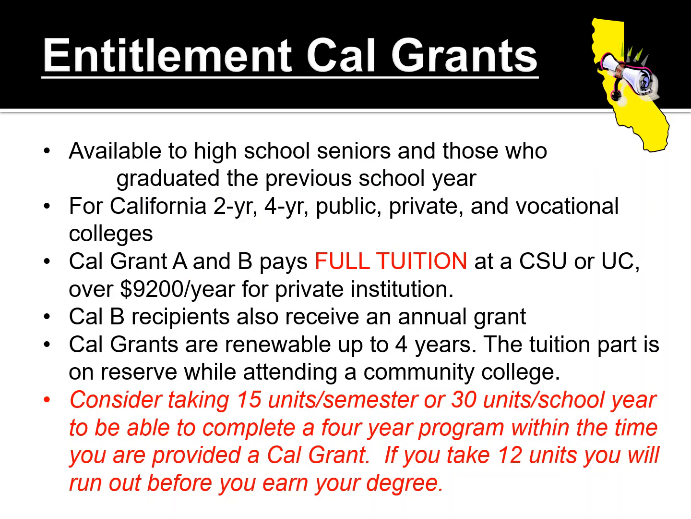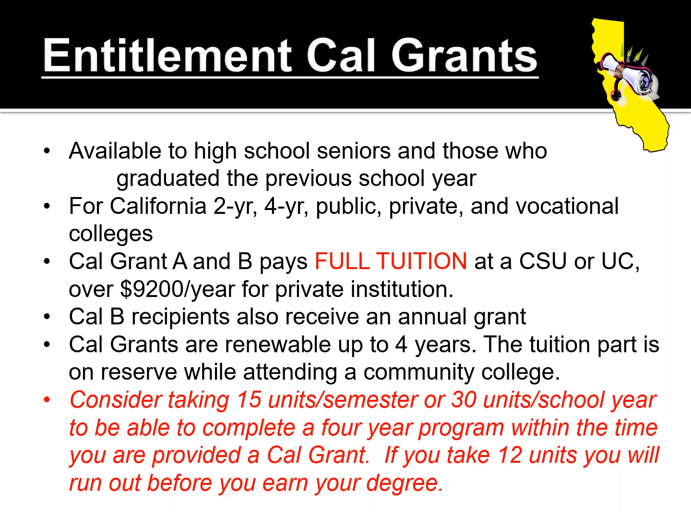So entitlement Cal Grants. This is available to high school seniors and those who have graduated the previous school year. This is for California 2-year, 4-year public, private, and vocational schools. Cal Grant A and B pays full tuition at a CSU or UC, and over $9,000 a year for private institutions. Cal Grant B recipients receive an annual grant, and Cal Grants are renewable up to 4 years.